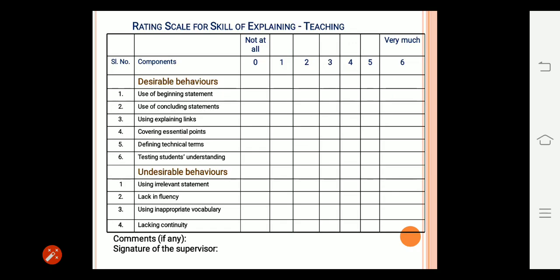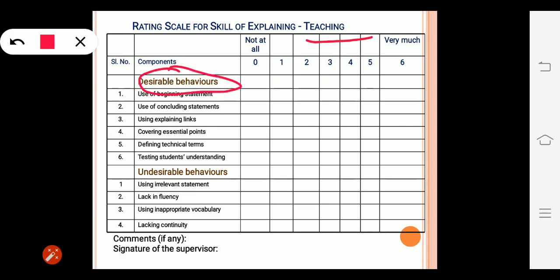Next is the rating scale. The rating scale you have to draw in your notebook. This rating scale is for the teaching phase. So, in the heading, you will write teaching. The supervisor, that is one of your classmates, rates your teaching. We have already talked about the desirable and undesirable behaviors of the skill in part 2. Those points are mentioned here in the table.